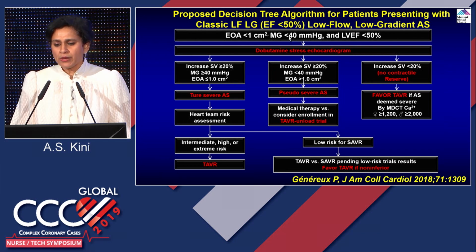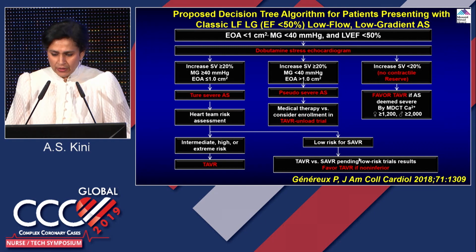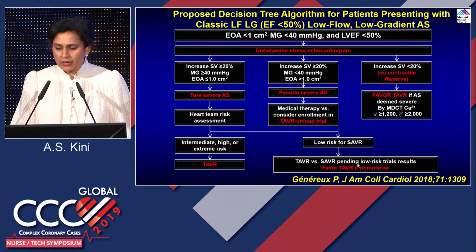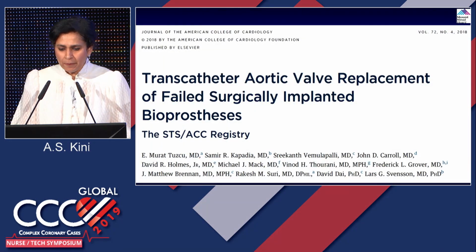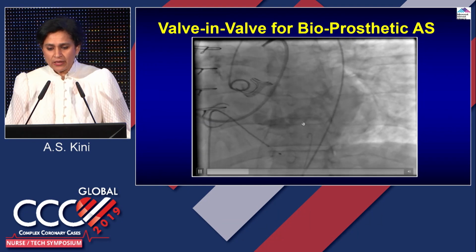Same, your mean gradient is less than 40, but your EF is less than 50 also. You'll do a dobutamine stress echo to see if your gradient goes up. And if this patient's gradient has gone up, that's when you consider TAVR versus SAVR. And this is ongoing at this time. This is the initial registry data asking whether TAVR can be placed in a previously implanted surgical valve.